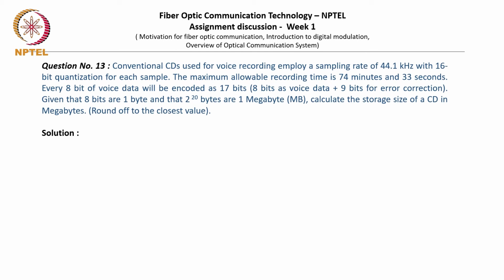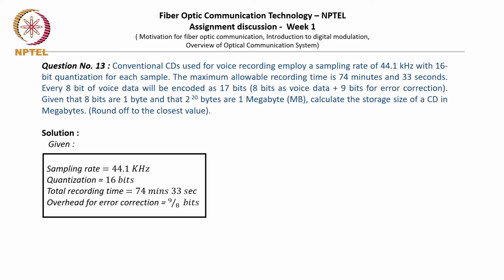So in order to solve this question, we need to first list the information given to us. We know that the sampling rate is 44.1 kHz. The CD involves a quantization of 16 bits. We have a total recording time of 74 minutes and 33 seconds allowed. And for error correction, we are using a 9/8 fraction of the data given to us, which means for every 8 bits of data, we are using 9 bits for error correction. So the fraction is 9/8.